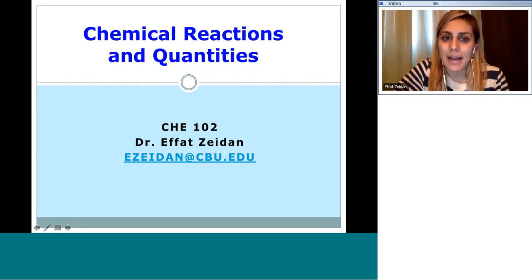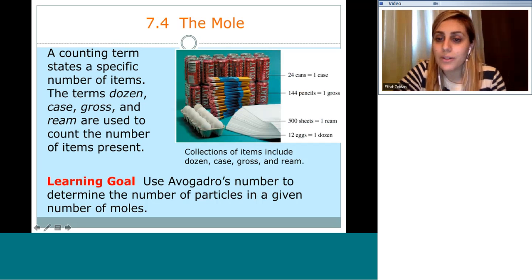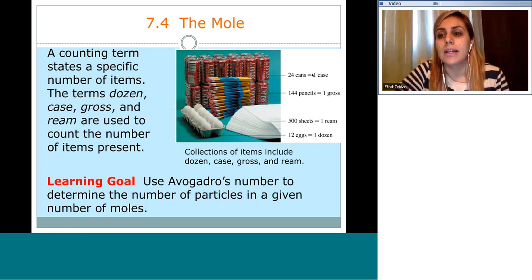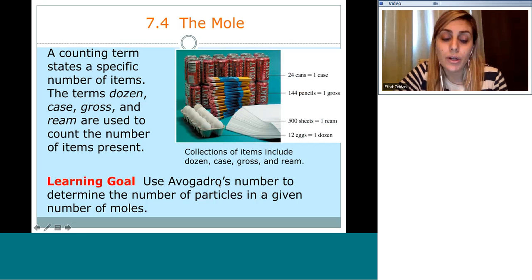Hello class, welcome back. In 7.4 we are going to look at the mole, and that's when we are starting to deal with the chemical quantities. Okay, so not just reactions, now we are going to start to look at moles. So our learning goal is to use Avogadro's number. We will define what that number is to determine the number of particles in a given number of moles. And so number of moles is a chemical quantity, and we are going to associate it with Avogadro's number.